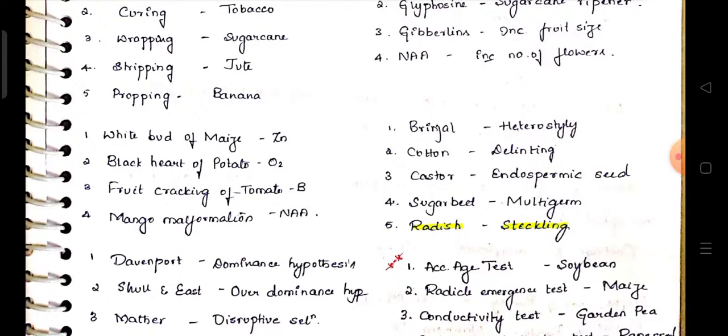Different conditions: brinjal is having heterostyly, means different style length. Cotton delinting is generally done. Then in castor, endospermic seed condition is found. Sugar beet, multigem; radish, steckling.